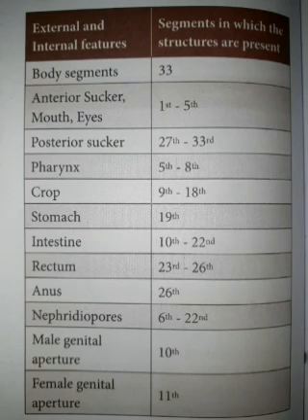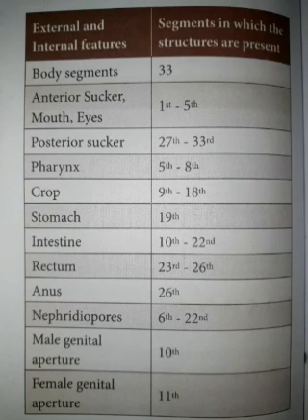Pharynx, in the digestive system, is located in the 5th to the 8th segment. The anterior sucker extends up to the 5th segment, and from the 5th to the 8th segment there is the pharynx. The pharynx leads to the crop in the digestive system of leech. The crop extends from the 9th segment to the 18th segment.